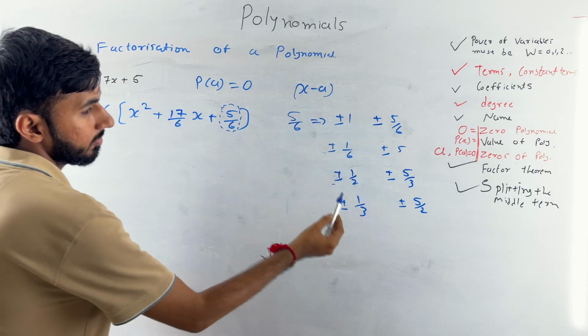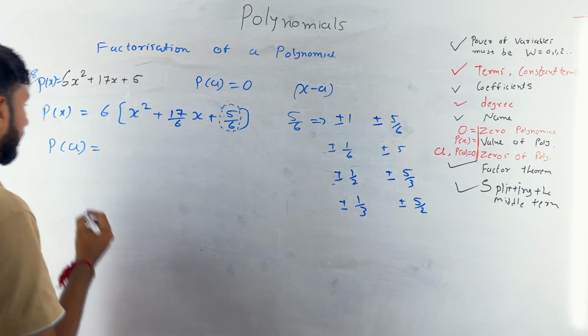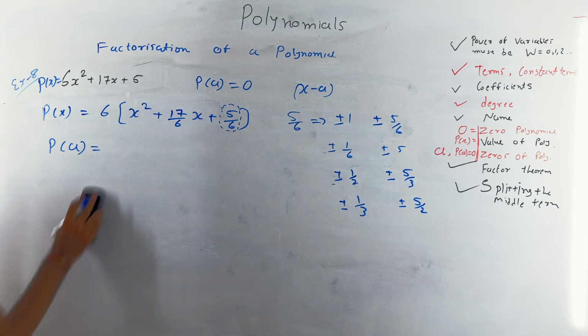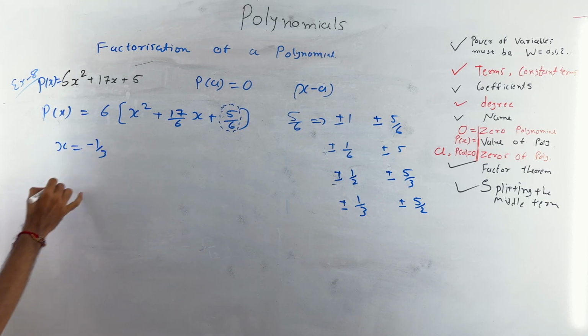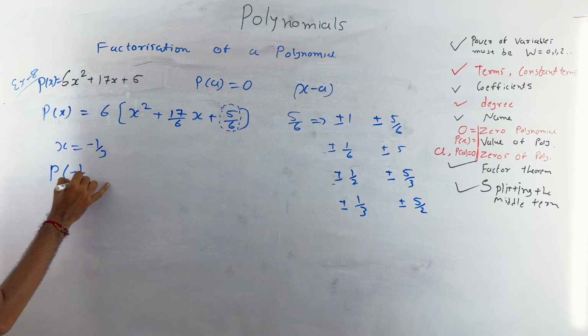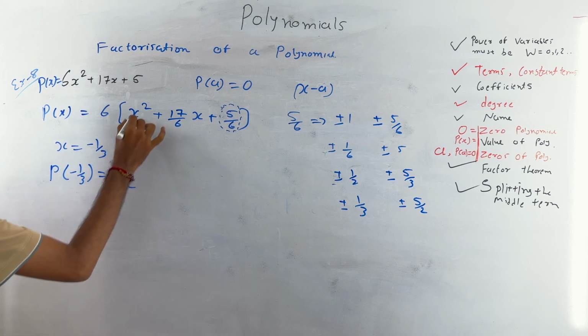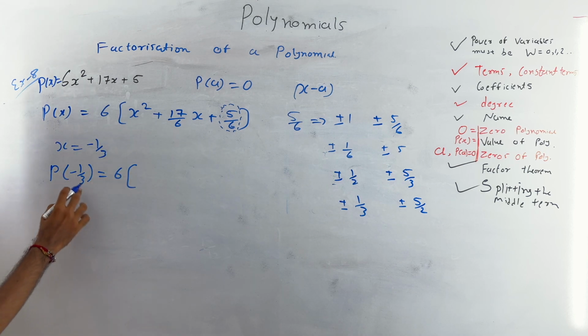So let me try it with minus 1 by 3. What will be my answer? If I take x equal to minus 1 by 3, then p of minus 1 by 3 is equal to 6 in bracket. Just substitute x is equal to minus 1 by 3 here.